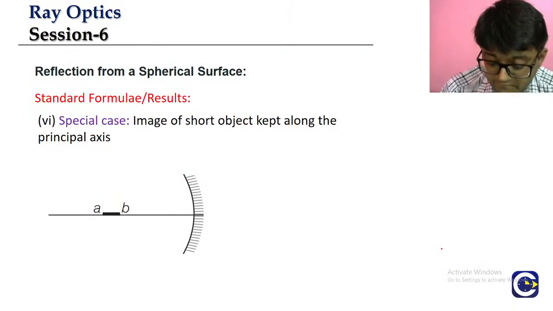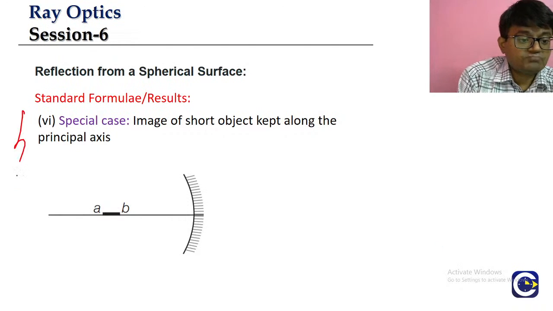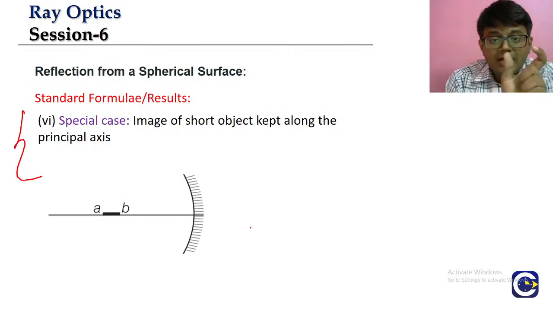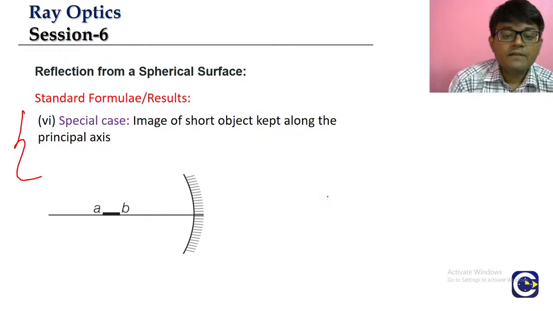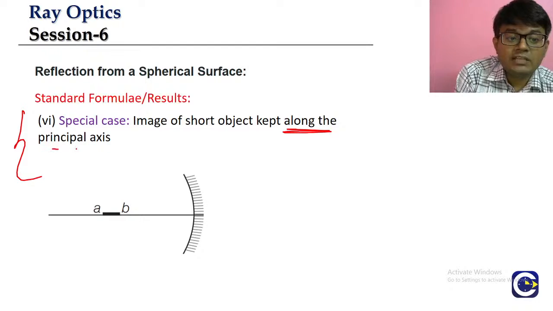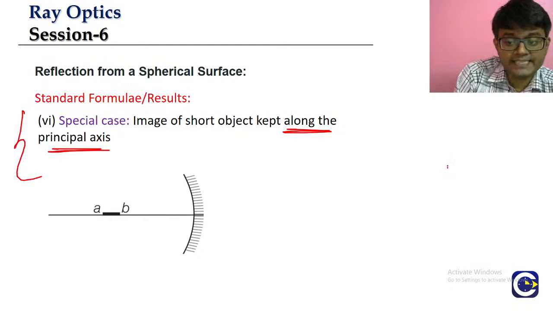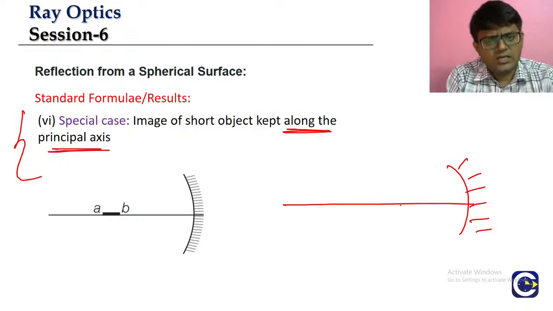Now we will move on to the last segment. We talked about the length of the image, or size of the image, of an object when we keep the object along the principal axis. Already I think in session 5 we have solved it. Remember what we said, guys? You take the mirror, whether it is the concave mirror or convex mirror.